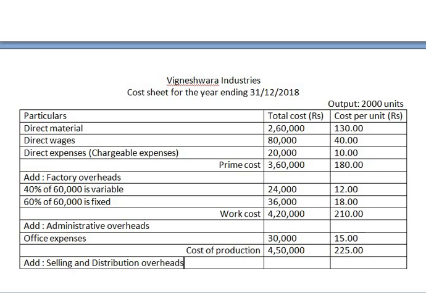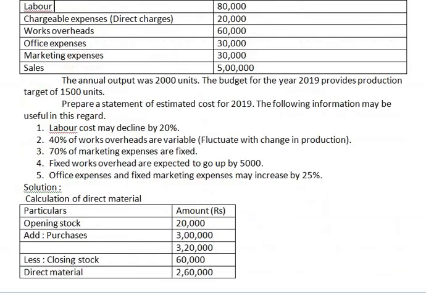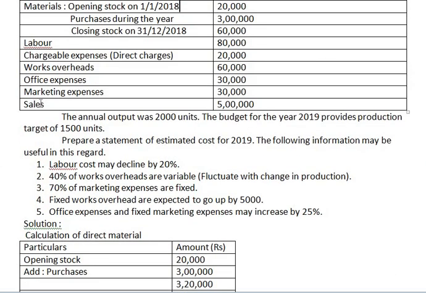Okay, now selling and distribution overheads. There is an adjustment relating to this. Just go through the problem. Here marketing expense 30,000 is given. Just read the third additional information. 70% of marketing expenses are fixed. If 70% is fixed, it means 30% is variable.